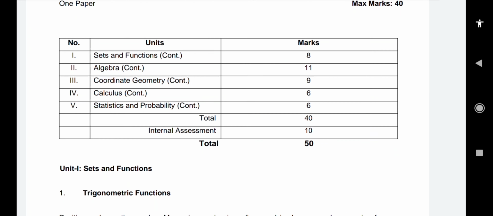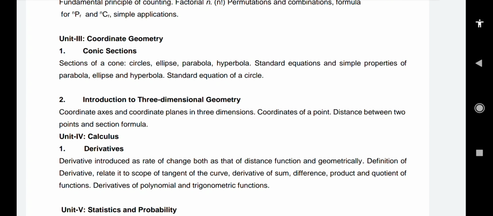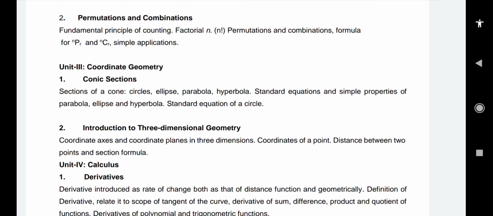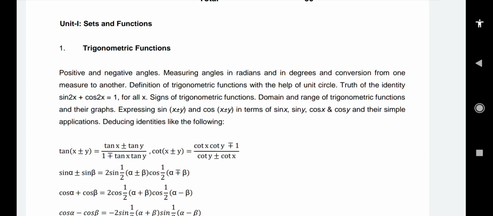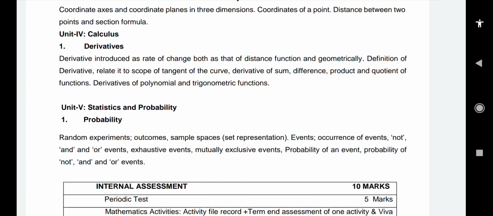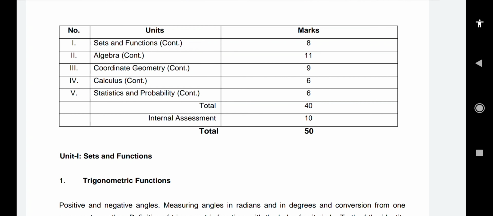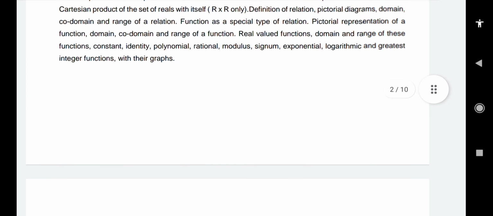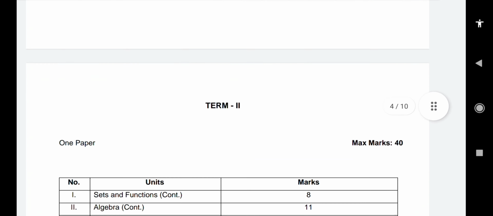Now the third chapter is coordinate geometry. It has 2 chapters, conic sections and introduction to 3D. And then the calculus, which consists of 6 marks. Here you have derivatives. In term 1 it was, I guess, 4 marks, and in term 2 it is 6 marks. Yes, in term 1 it is 4 marks and in term 2 it is 6 marks.